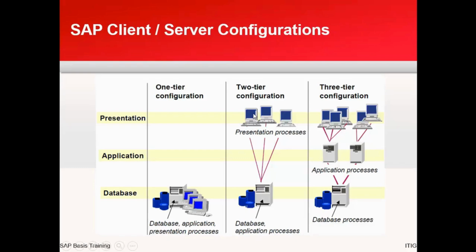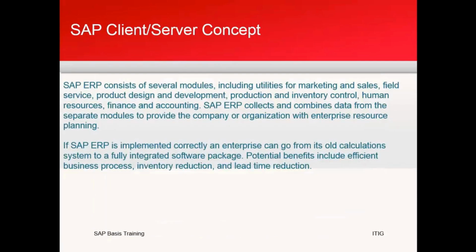Okay, in the center you have the two tier configuration. You have presentation processes, and at the bottom you can see both database and application processes are there. In the three tier configuration, you have the presentation layer separate, application process separate, and database process separate. Okay, now the client server concept.